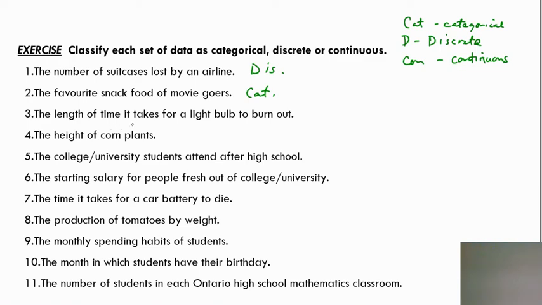The length of time it takes for a light bulb to burn out, number 3. Well, these numbers could vary. They could be half minutes, half hours, so it's continuous. The height of corn plants. Again, we could average those out. We could have in between numbers, so those are continuous. There's such a wide range.